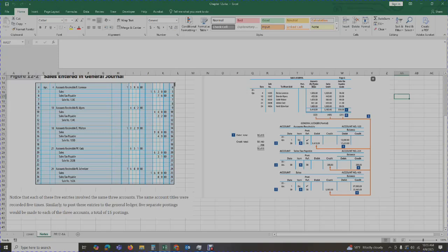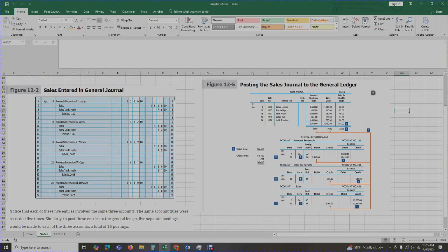For example, for my accounts receivable, I'm going to sum up all of my 5 transactions. I have a total of 5,418. I'm only going to do one entry for the total of 5,418. That way it minimizes, instead of doing 5 individual entries to accounts receivable, I'm only going to do one entry. Now, if you look at the post reference, I am obtaining this information from Sales Journal page 6.